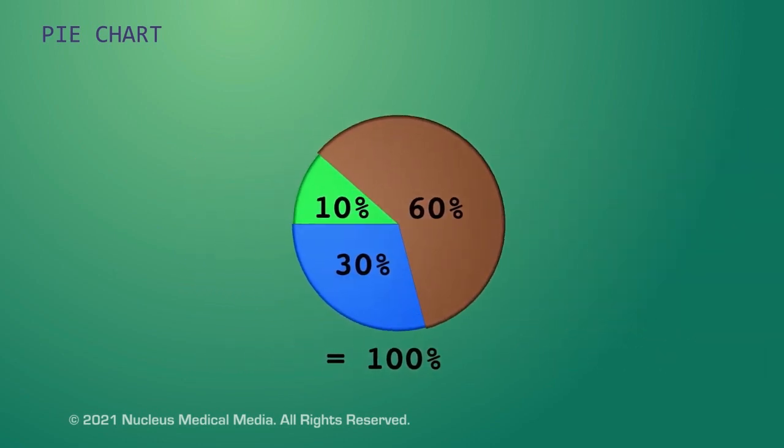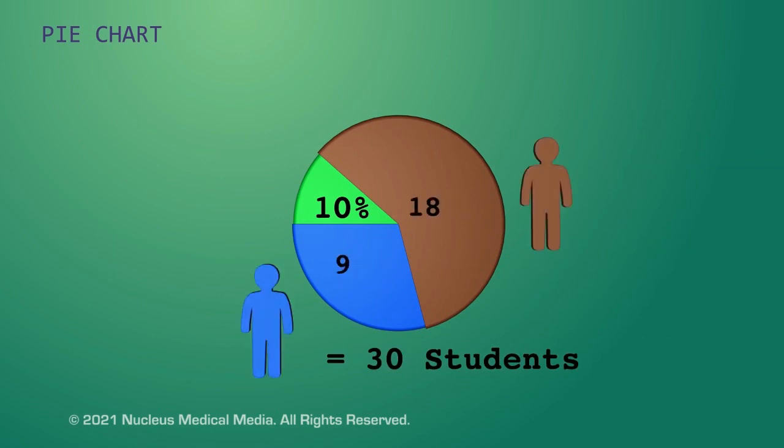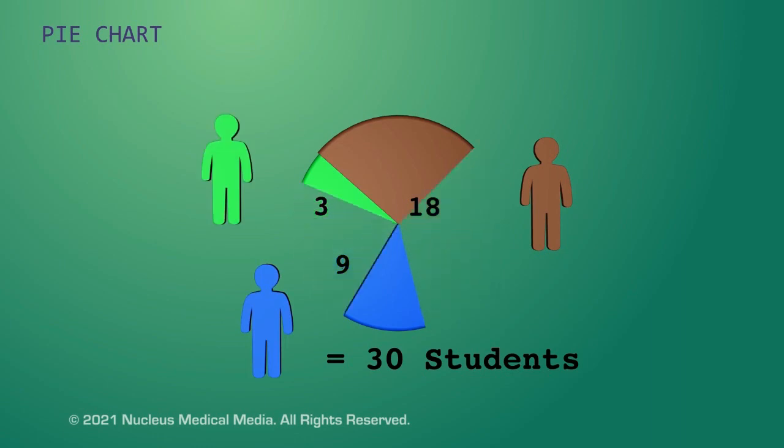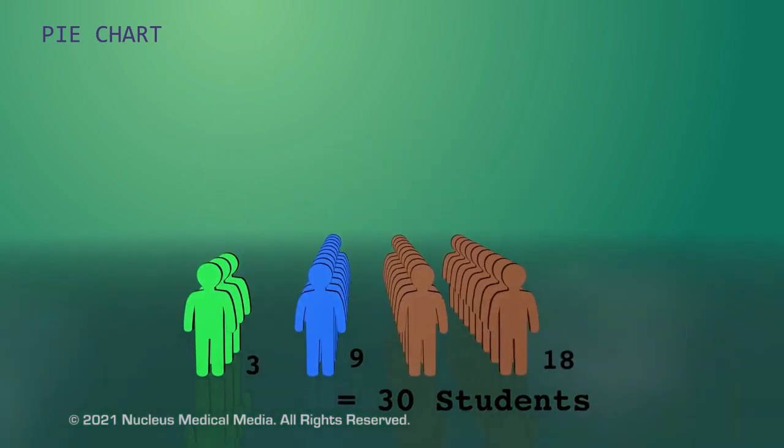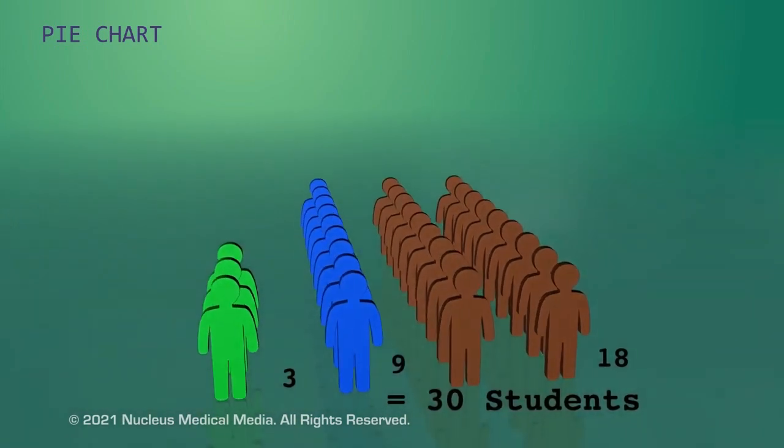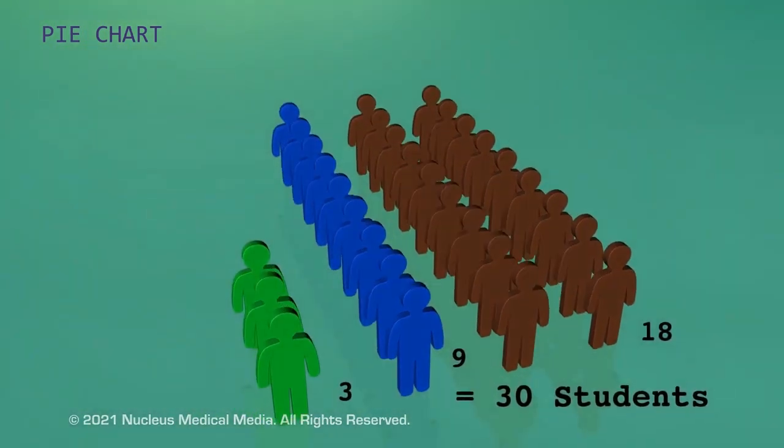For example, in a classroom of 30 students, this pie chart represents how many have brown eyes versus blue eyes versus green eyes. Pie charts don't show trends, they just show how things are distributed within a group.